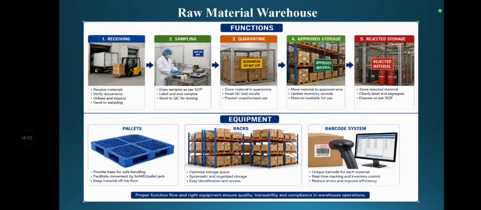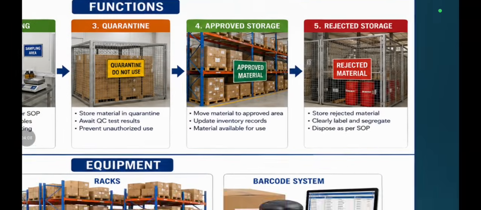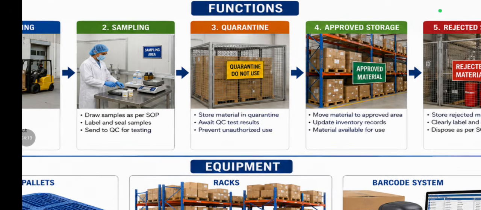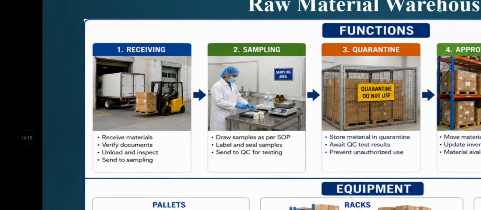Next, we'll see raw material. In raw material, there are functions and equipment used, like the receiving of raw materials, then verifying the documents, then unloading and inspecting the materials and sending them for sampling. After that, sampling. Next, draw the samples as per the SOP, standard operating procedures. Then label and seal the samples. Then send to QC for testing.